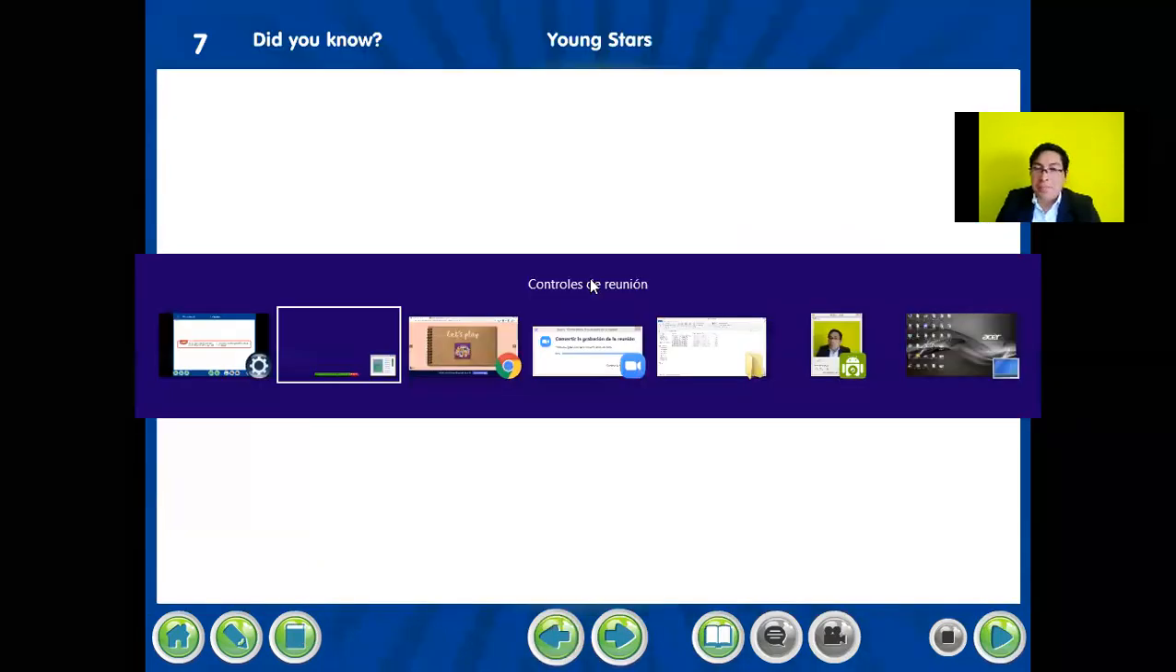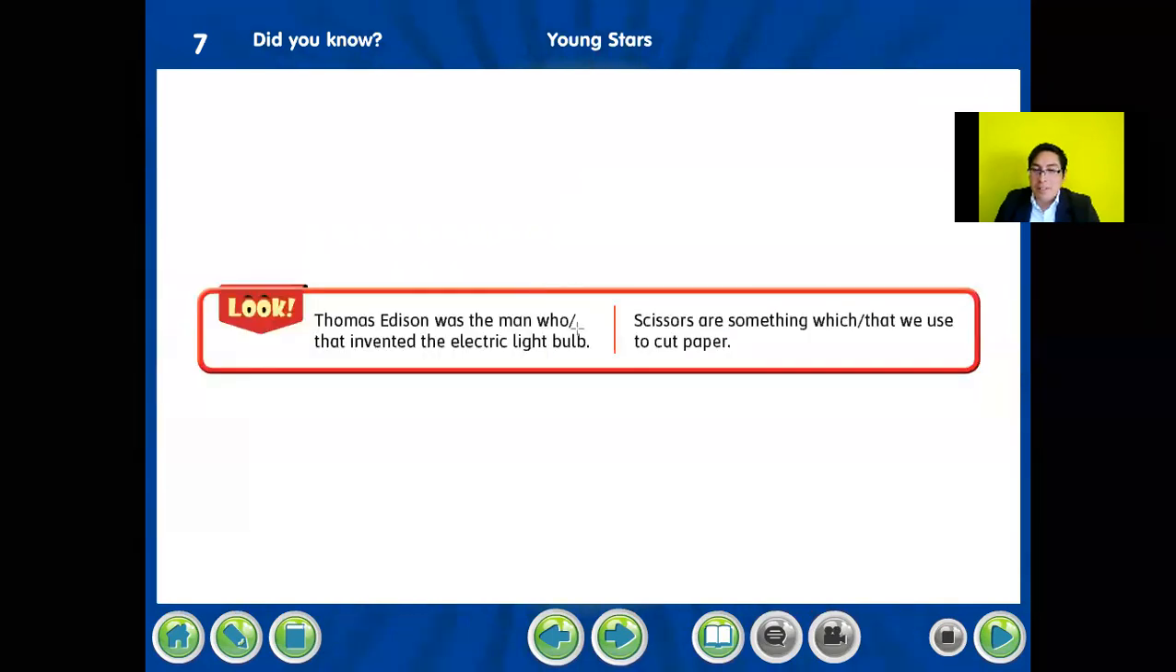Pay attention here. When we use who? Who can tell me? For animals, for people, or for things? People. People, excellent, my friend. For people. Thomas Edison, no? Who? And when we use which, the other word? Object. For objects or animals, okay? Be careful.